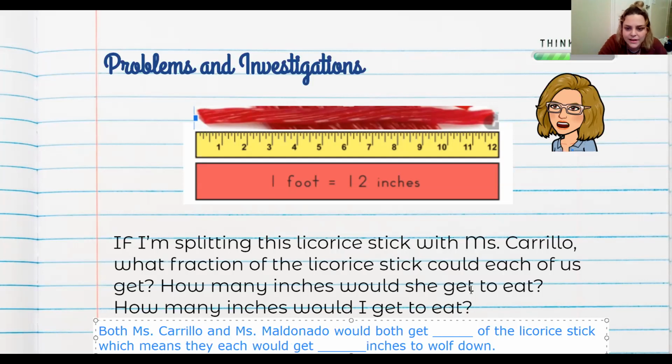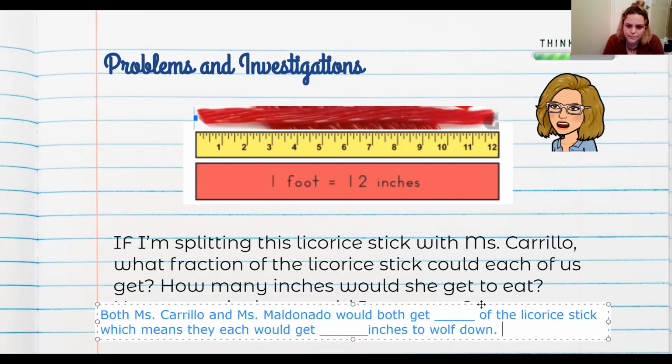So both Miss Carrillo and Miss Maldonado would both get blank of the licorice stick. So what fraction? You're gonna write the fraction on that first line. The licorice stick, which means they would each get blank inches to wolf down. So pause it now so that you can answer in your math notebook. And you should be back. So both Miss Carrillo and Miss Maldonado would both get. Hopefully you had an opportunity to write that down and to figure it out.